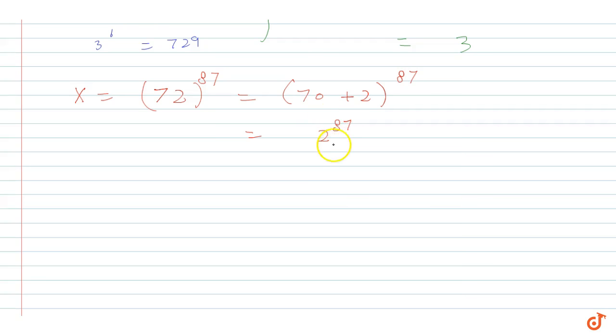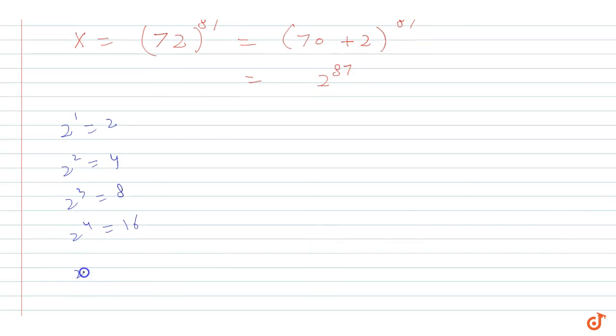So the unit digit of 2 raised to power 87 is equal to the unit digit of 72 raised to power 87. Now, if I look at the pattern for 2, we know that 2 to the power 1 is 2, 2 to the power 2 is 4, 2 to the power 3 is 8, 2 to the power 4 is 16. And again, 2 to the power 5 is 32. So in the case of 2 to the power 1 and 2 to the power 5, the last digit is 2. So what we have analyzed is that after every 4 values, the last digit repeats.